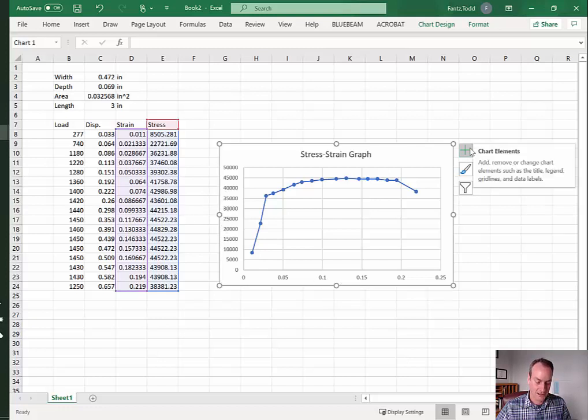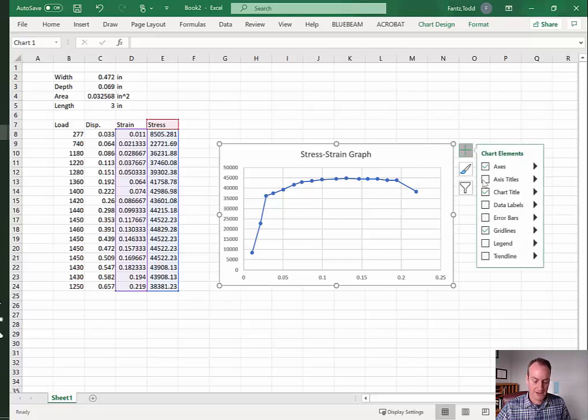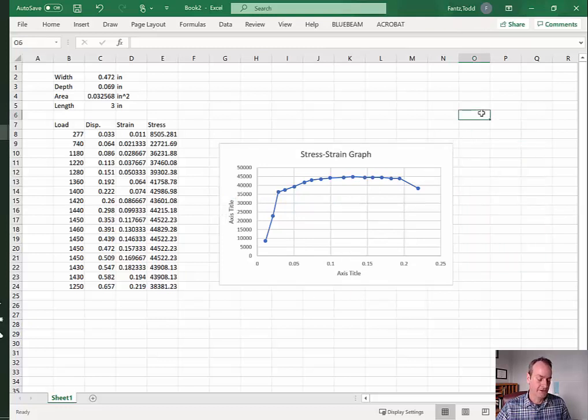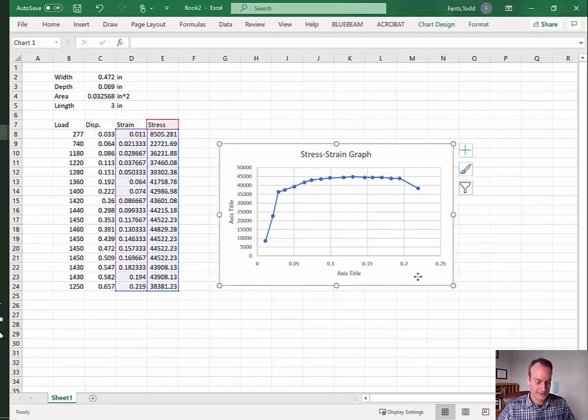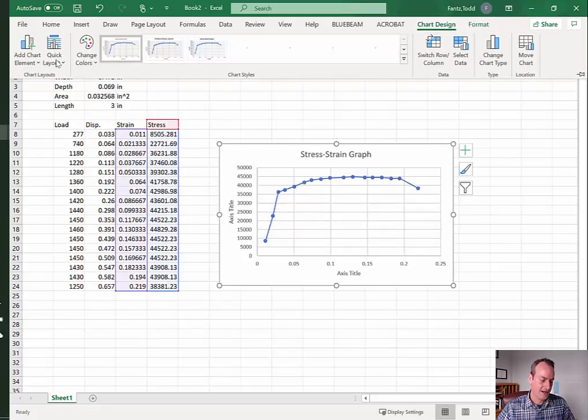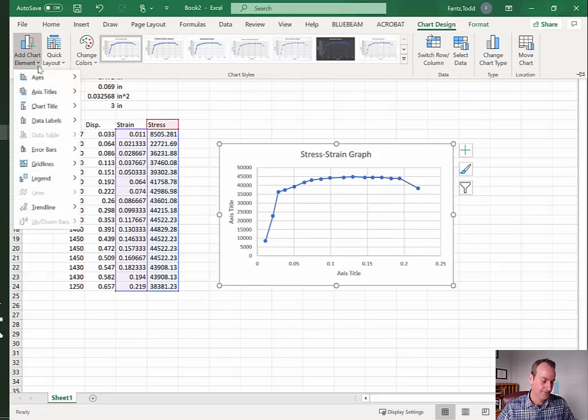So I can hit this little plus button and say I want to add axis titles, and I see that they've popped up. That's the easiest way to do it. I know if you're doing this on a Mac, I think it's a little different. I think if you click on this, there's something in chart design, add chart element, then you can add your axis titles.